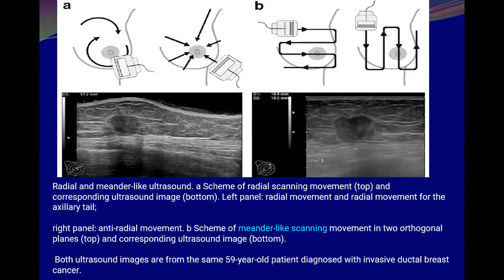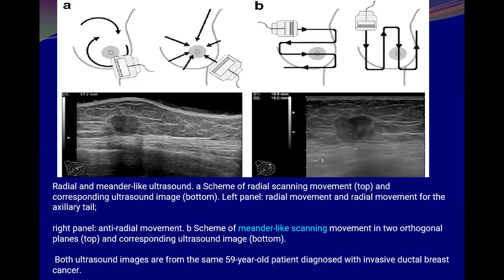When I identify a lesion, then I go for the radial and anti-radial technique. I scan the lesion in a radial technique, but sometimes when I put the transducer in an optimum radial position pointing toward the nipple, the lesion might not be in the longest axis, longest dimension.